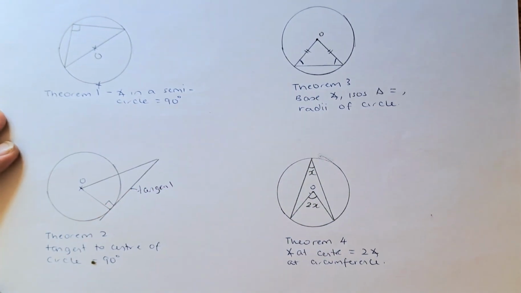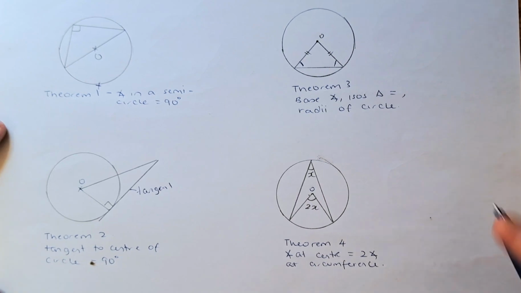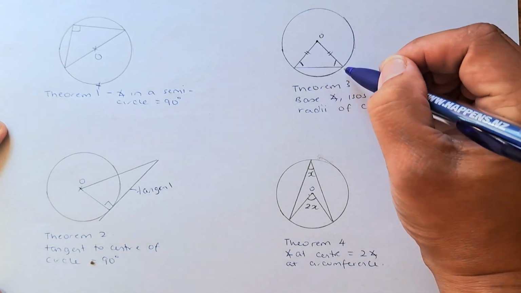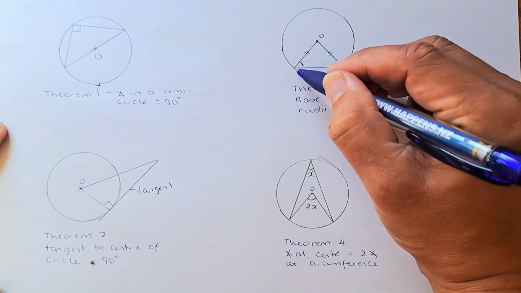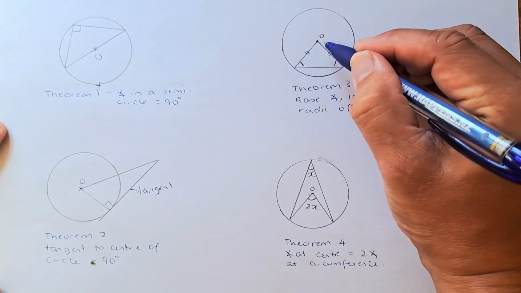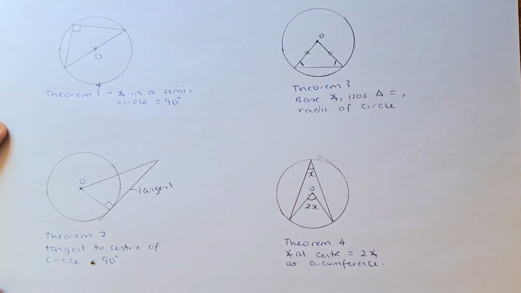Tangent to the center of the circle is also 90 degrees. Great. Now we look at the third theorem. The third theorem is you have the center and you draw 2 lines to the circumference. These 2 lines are the radius. If that's the radius and you make a triangle, these 2 lengths will be the same, and that will be an isosceles triangle, and that is similar to the theorem we have learned for circles. It is called base angles of an isosceles triangle are equal.